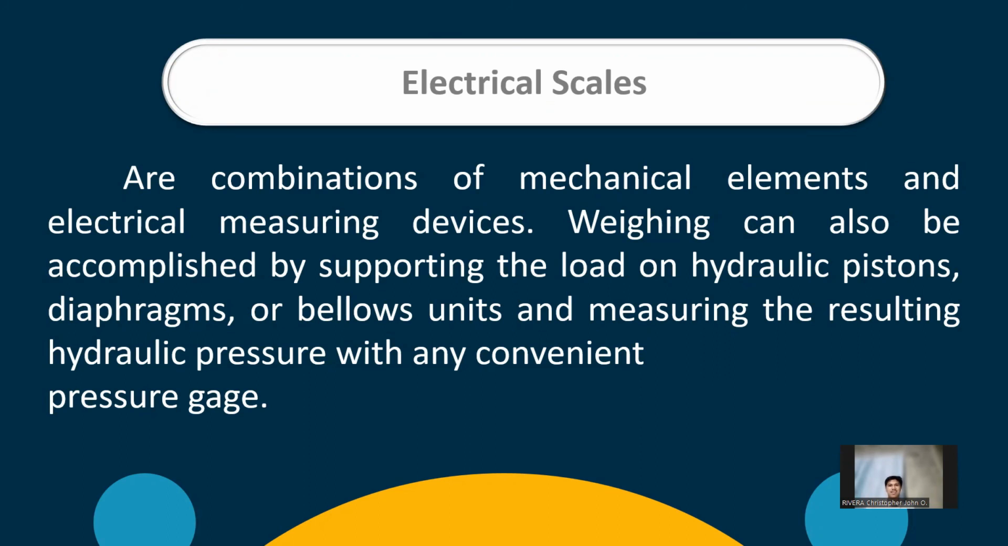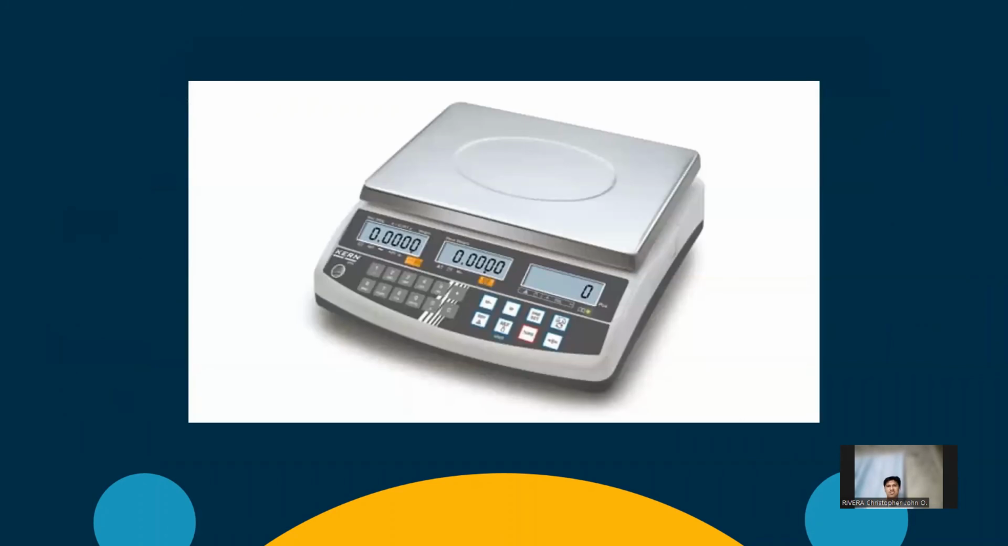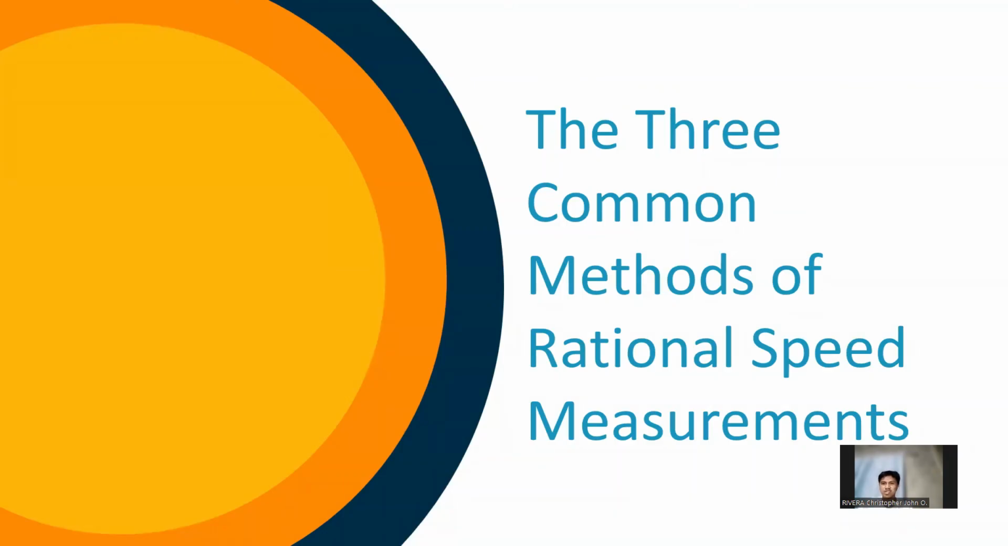Now, the electrical scales. A combination of mechanical elements and electrical measuring devices. Weighing can also be accomplished by supporting the load on hydraulic pistons, diaphragms, or bellows units and measuring the resulting hydraulic pressure with any convenient pressure gauge. That is how it looks. The benefits we get from the electrical scale is that it is reliable. Digital weighing machines have an appropriate platform. It is easier to understand. Now, the three common methods of rotational speed measurement.